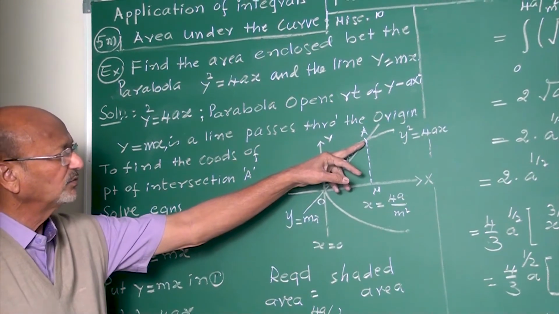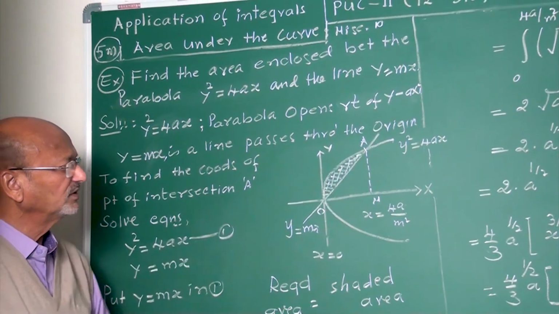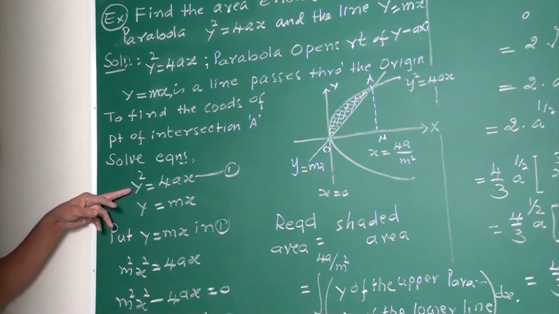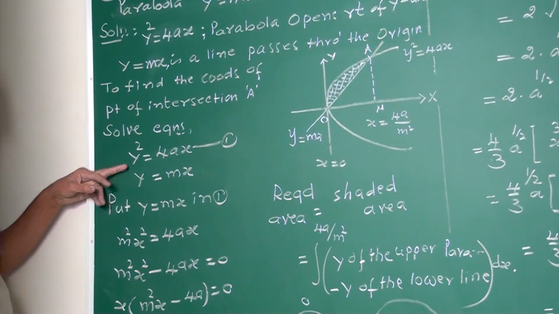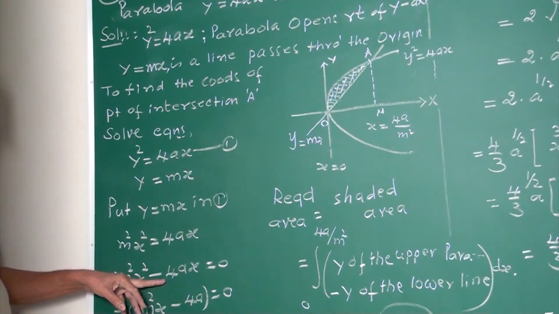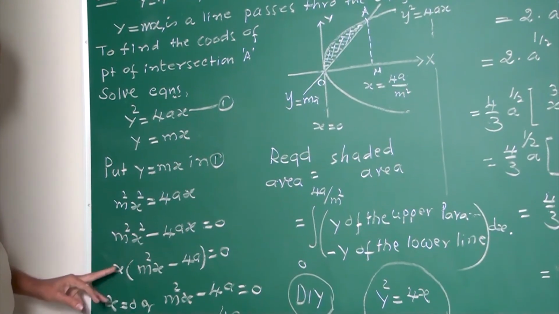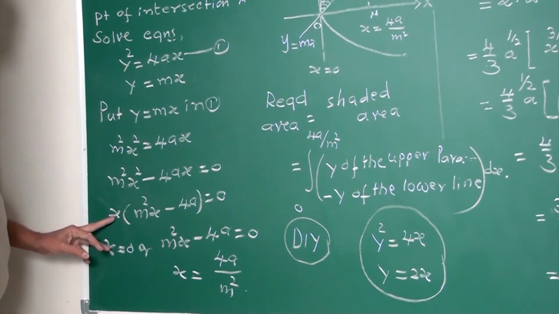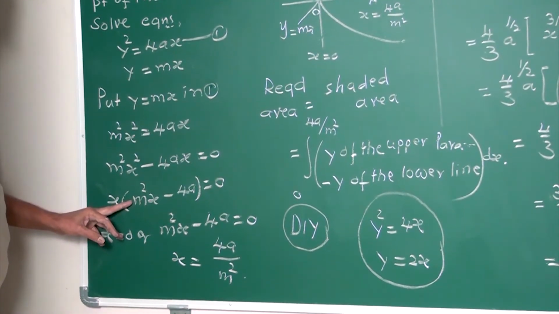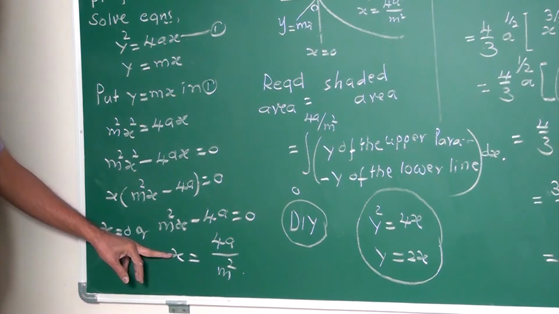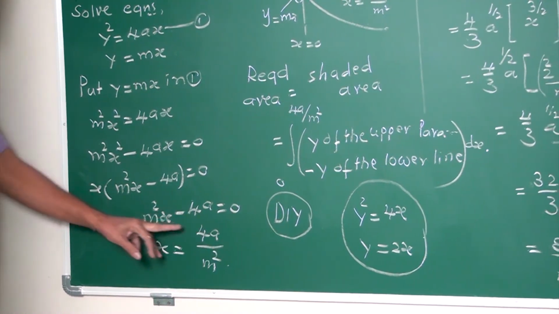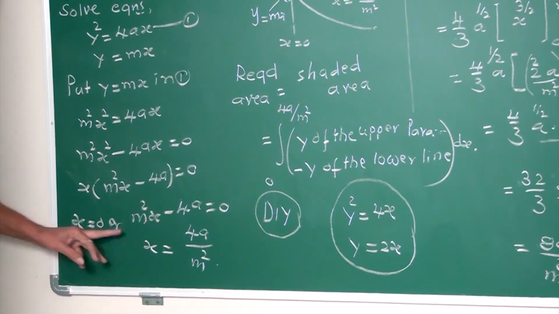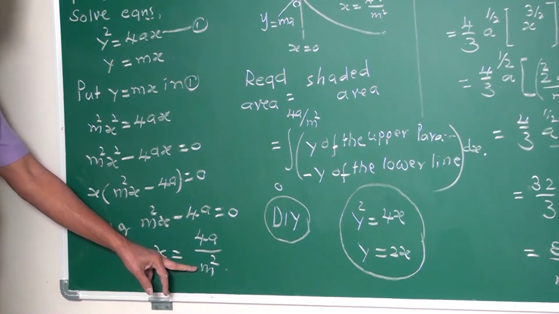To find the coordinates of the point of intersection, solve the equations of the parabola and the line. Put y equal to mx in equation one. Bring this side, minus x is common. You are left with x times m square x minus 4a equal to 0. Either x is 0, otherwise the bracket is 0. Solving for x, minus becomes plus, into becomes division. So the values of x are: one is 0, and another is x equal to 4a upon m square.